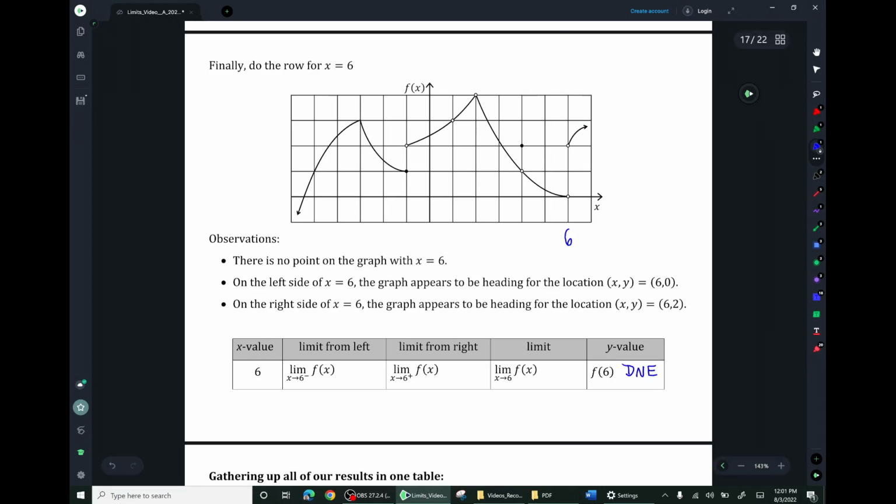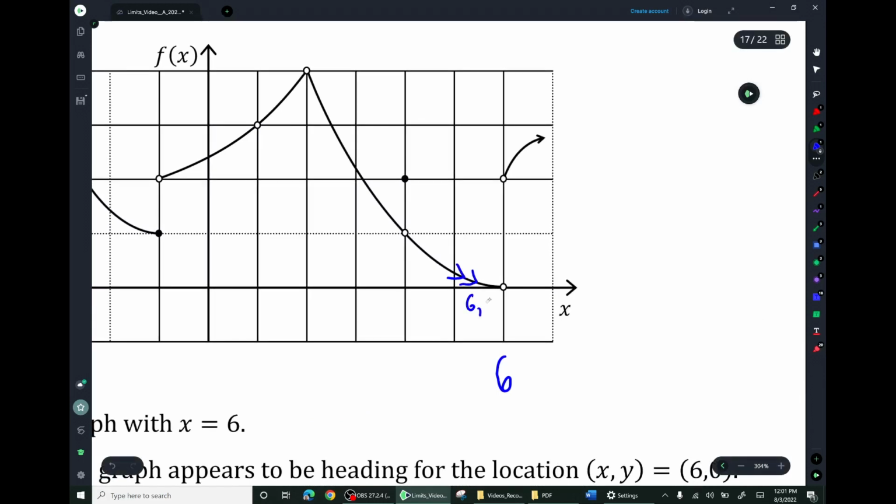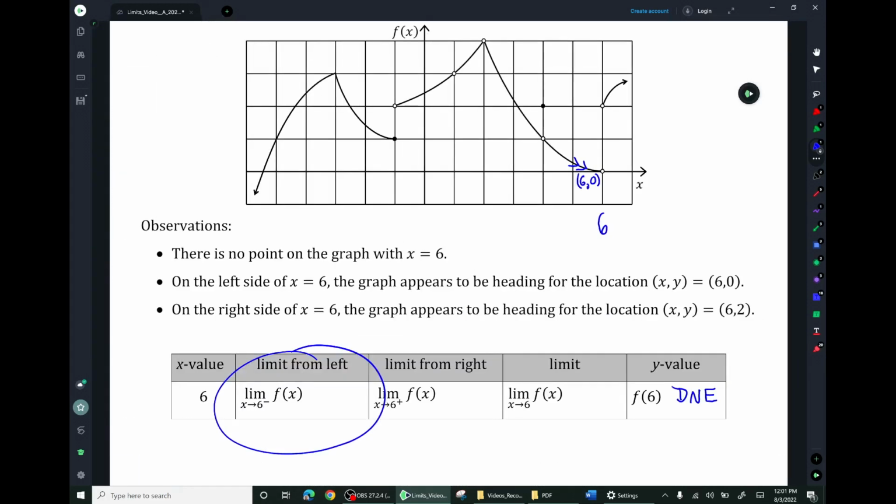Now let's consider the limit from the left. Let's observe the trend in the graph as x gets closer and closer to 6 from the left. We see that as x approaches 6 from the left, the graph is heading for this location. The xy coordinates of that location are 6 and 0. So we put those xy coordinates of that location in this limit symbol. The x coordinate goes there, the y coordinate goes there. We say that the limit is 0. So there are the x and y coordinates of that location that the graph is heading for from the left.